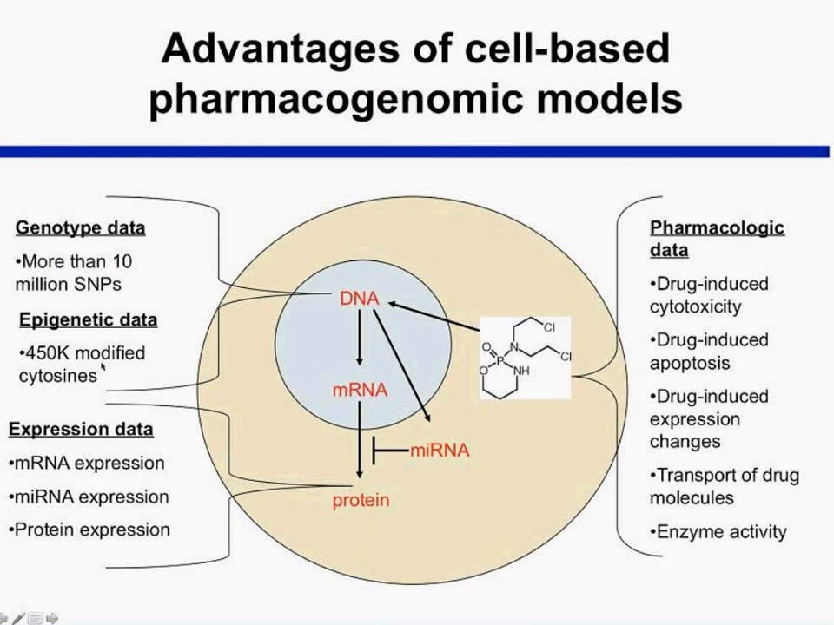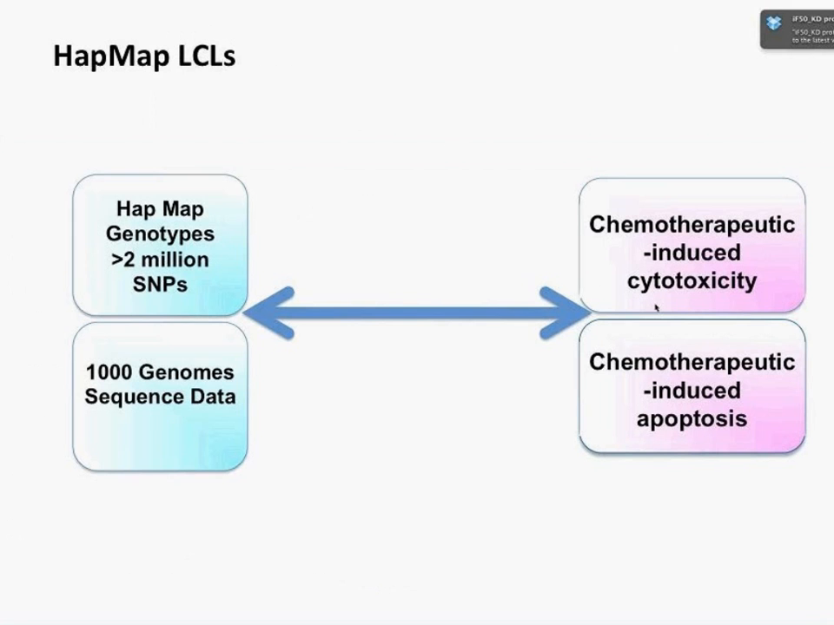And so with the international HapMap samples, there's an enormous amount of data, both in terms of SNPs through the sequencing projects as well as modified cytosines. There's mRNA, microRNA, protein expression. And then, as I said, we have generated, as well as others, pharmacological data, and all this is in an environment which is controlled so that one can look at the genetic variants and then begin to understand the functional relevance of those variants.